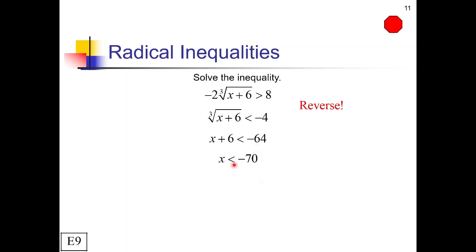Now you might be wondering, do we need to make sure that x plus 6 is greater than or equal to 0? We do not. Because this is an odd radical, it's okay if there's negative numbers in there. That's only a problem with even radicals.